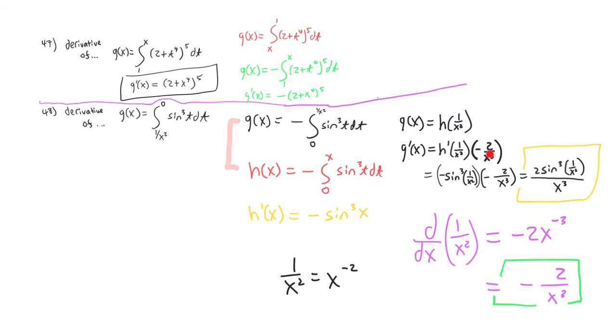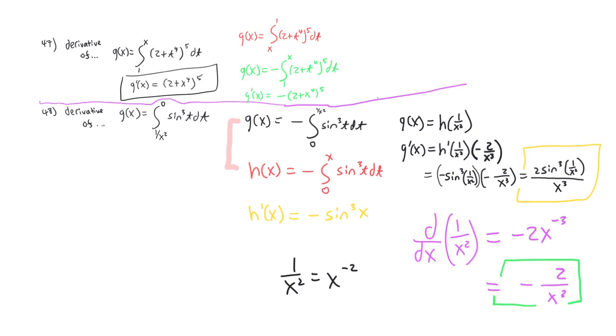That's the answer. But what is h prime of 1 over x squared? Well, it's the same thing as h prime of x, except instead of x, we're putting 1 over x squared, right? Instead of x, we're going to put 1 over x squared. So that's what we did. We wrote negative sine cubed of 1 over x squared. There it is. So this became that.